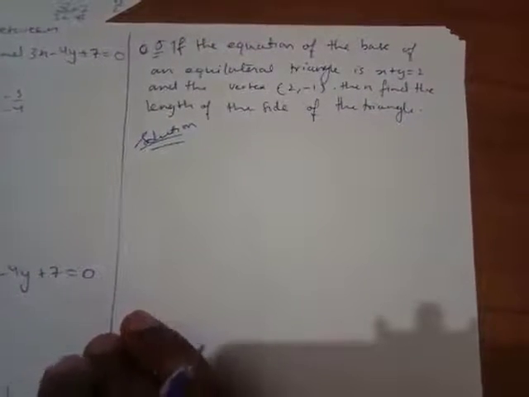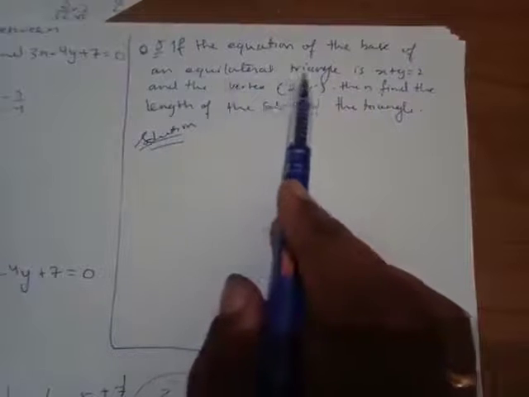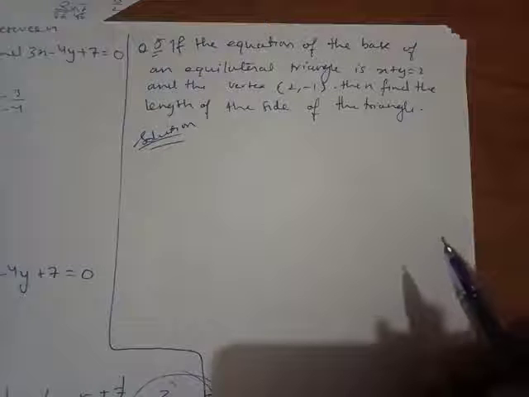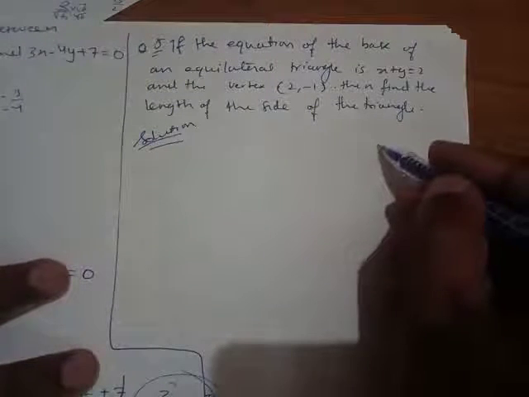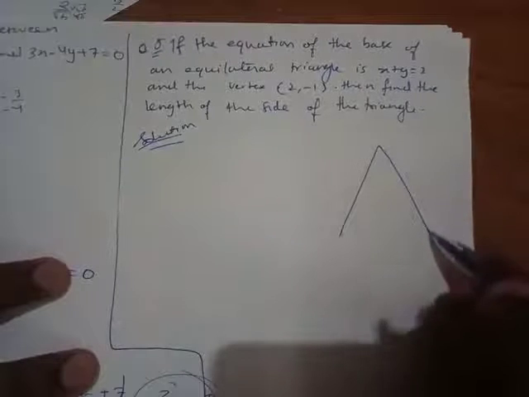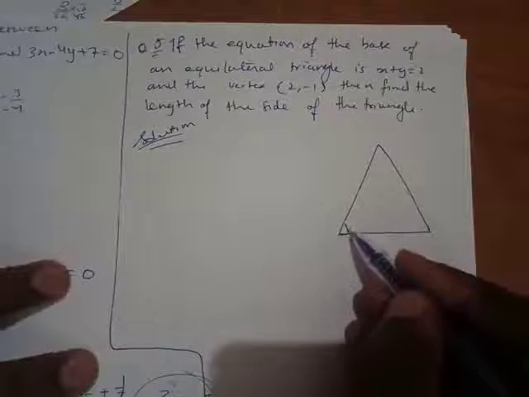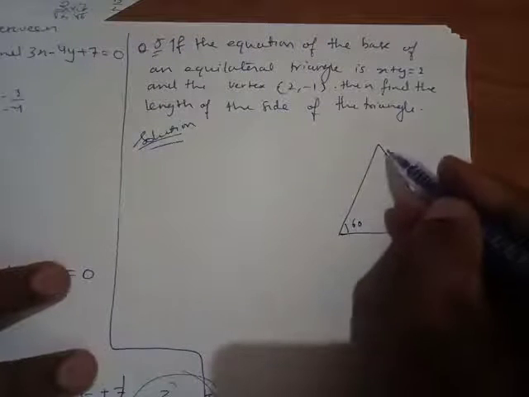Question number 5 says, if the equation of the base of an equilateral triangle is x plus y equals 2 and the vertex is 2 comma minus 1, then find the length of the sides of the triangle. I hope many of you guys might not have understood this, so I'm going to explain this with the help of a diagram. So if I have an equilateral triangle, don't forget that all the equilateral triangle have 60-degree angles. This is also 60 degree.